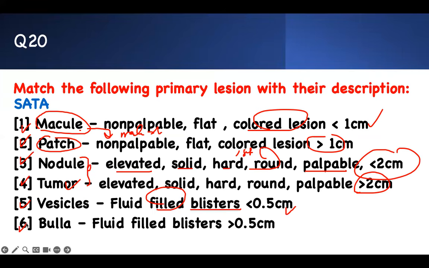This is the first portion, 20 questions. This is the Integumentary System, to show you how they can ask you questions. These are key concepts you should know.